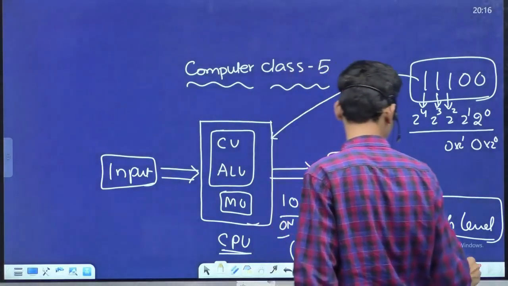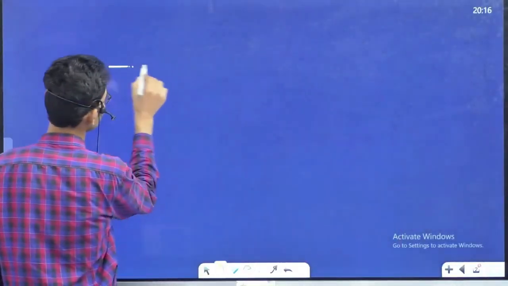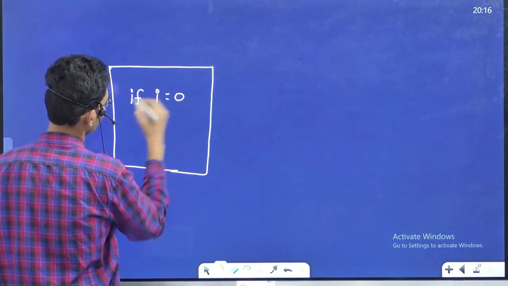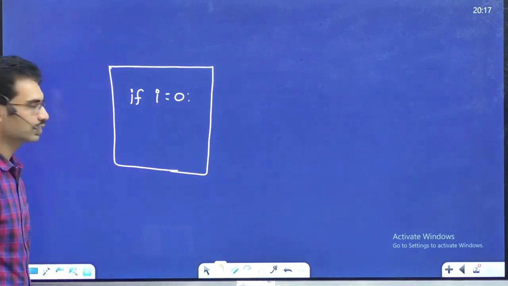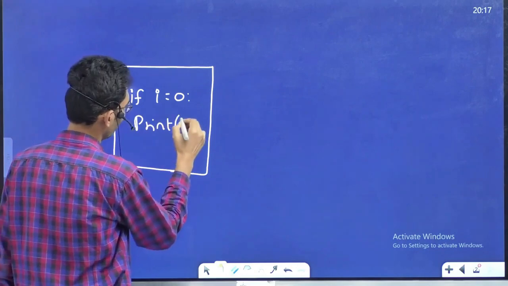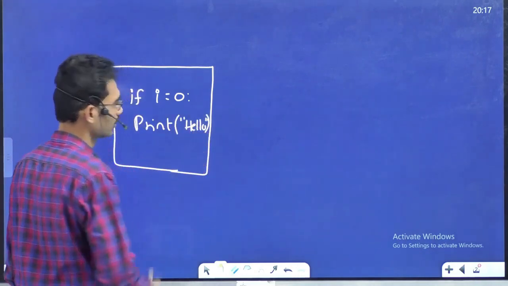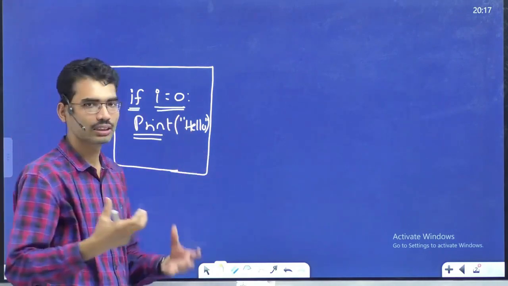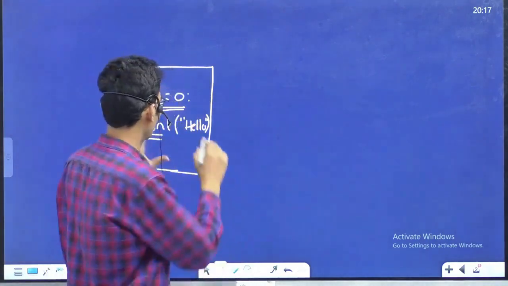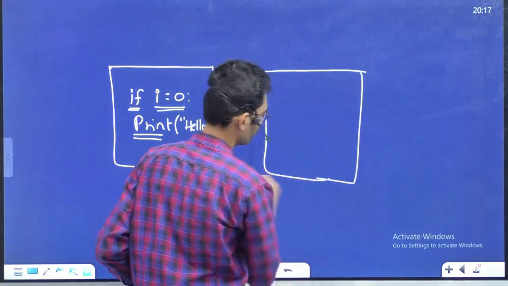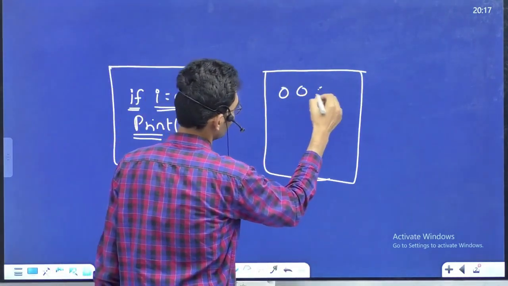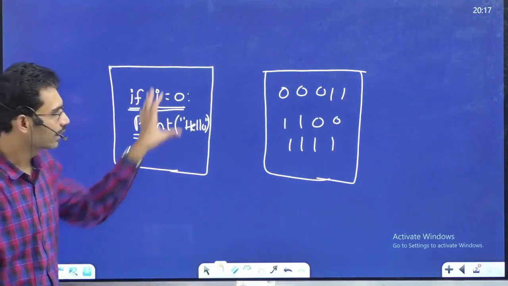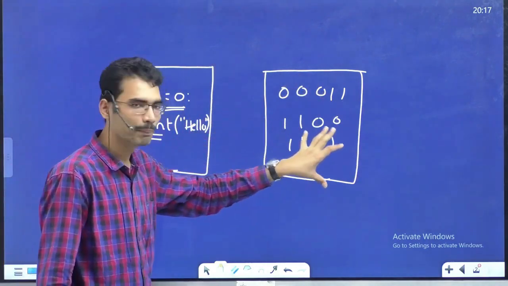Suppose I write something: if I is equal to 0, print hello. This is the language: if condition, print. These are normal alphabets in English. The computer does not understand this. It converts it into 001000011 or something like that; it will change according to its own understanding. This is called machine language.